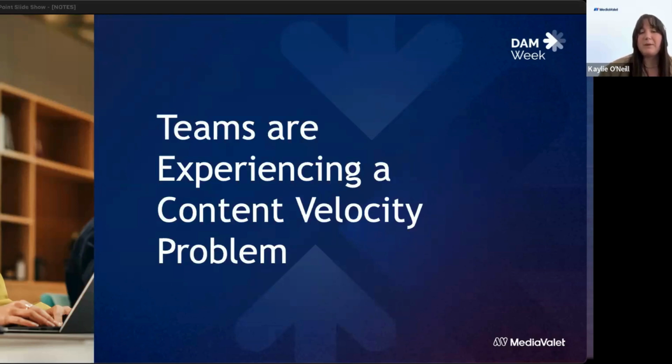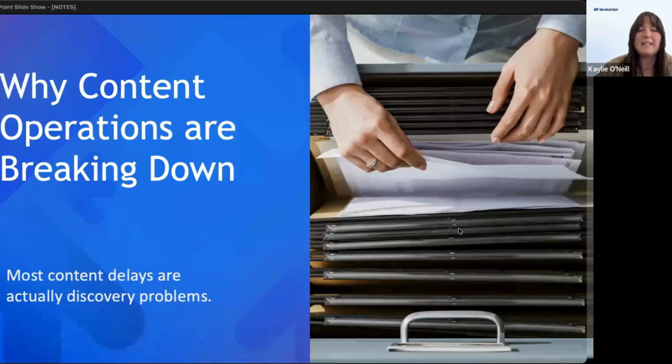Some common frustrations that we hear from teams facing these challenges are: searching for assets takes too long, teams recreate content they already have, files are misaligned, and different teams describe assets differently. The right content exists but cannot be found. And the root issue behind all of these breakdowns is metadata quality.